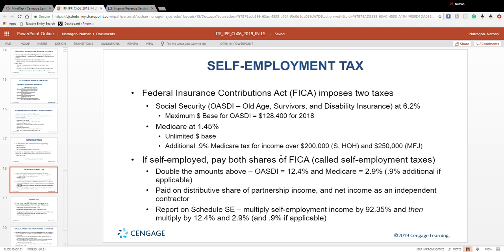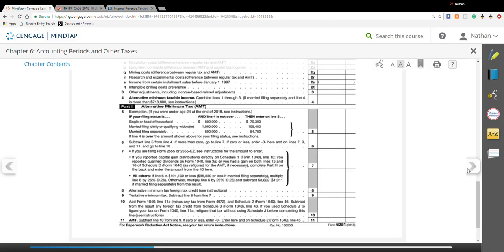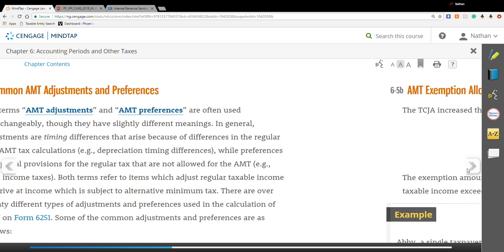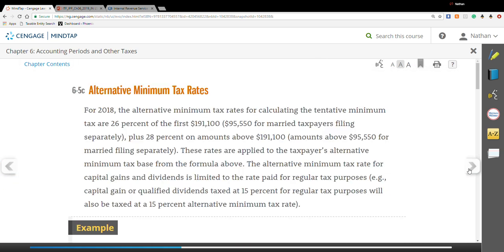They're paid on partnership income and net income as an independent contractor, and reported on Schedule SE. You multiply self-employment income by 92.35%, and then multiply by 12.4% and 2.9%. And then, of course, we get into the qualified business income deduction, which helps out. Let's see if the book actually shows the schedule.